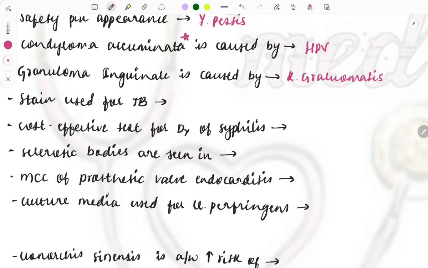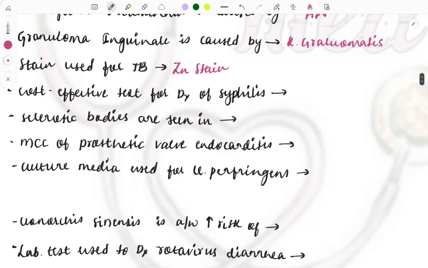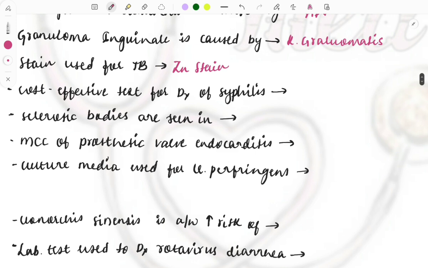Then the stain which is used for the TB is the ZN staining. Okay, so it is a special kind of a stain, and for the acid fast staining we will be using this. Then cost effective test for the diagnosis of syphilis, it is the dark field microscopy.